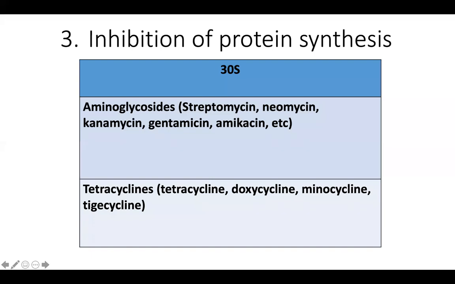So the ones that target the 30S subunit, we have the aminoglycosides, a very large group of antimicrobial agents. These are just examples. So we have streptomycin, we have neomycin, we have kanamycin, gentamicin, amikacin, and so forth. Then you have the tetracyclines. So tetracycline itself, doxycycline, minocycline, tigecycline.